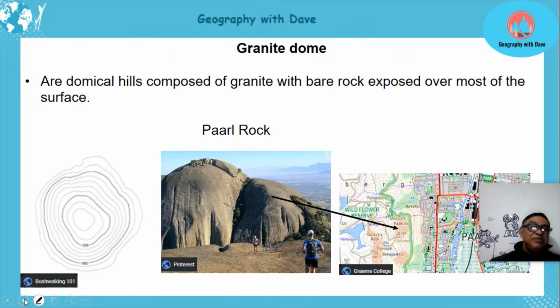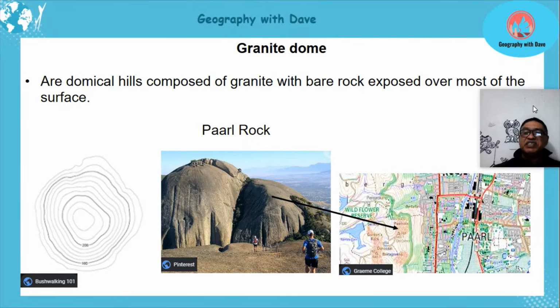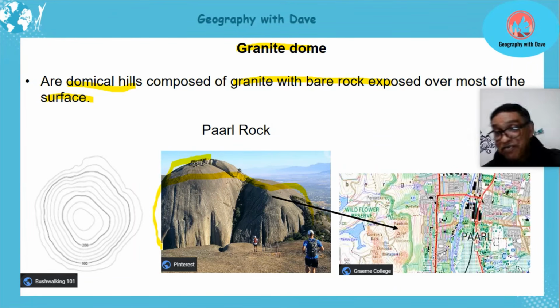Let us go on. And then we look at a granite dome, and I must move my face again. When we look at a granite dome, we already know a granite dome. It's dome-shaped hills composed of granite with bare rock exposed over most of the surface. You get some vegetation, but generally most of the surface is bare. There you can see this massive granite dome. This is the Paarl Rock, a beautiful rock found in South Africa.